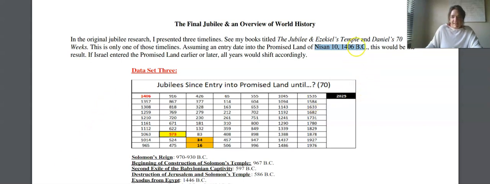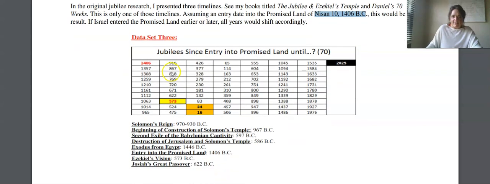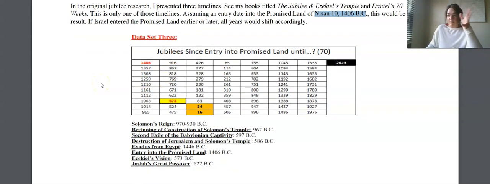So if that date, then this would be the result. If Israel entered the promised land earlier or later, all years would shift accordingly. And again, that is why I had 3 data sets, this being the third. And I ended it where it's probably more reasonably likely that this is accurate. So, Jubilee since entry into the promised land until what event? What does 70 Jubilees represent?